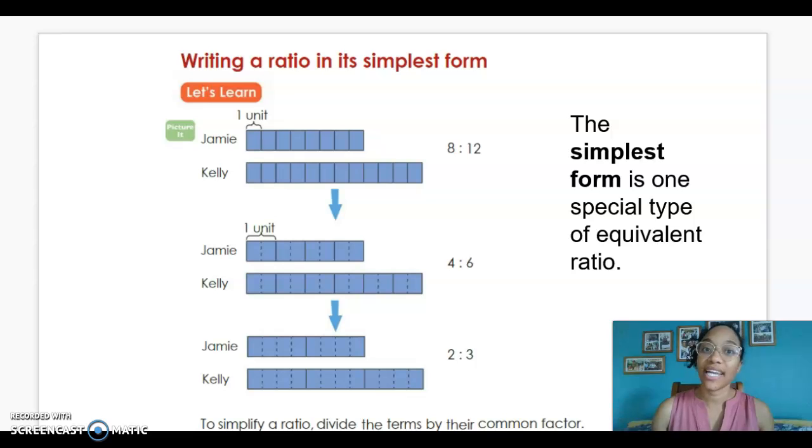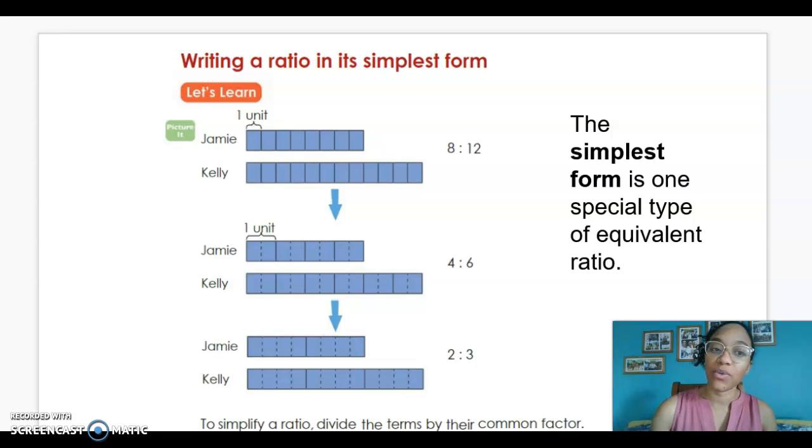In this case, they looked at 8 and 12 and realized they were both even numbers. They were both multiples of 2. So we divided by 2. 8 divided by 2 is 4, 12 divided by 2 is 6. And then we divided by 2 again. 4 divided by 2 is 2, 6 divided by 2 is 3.